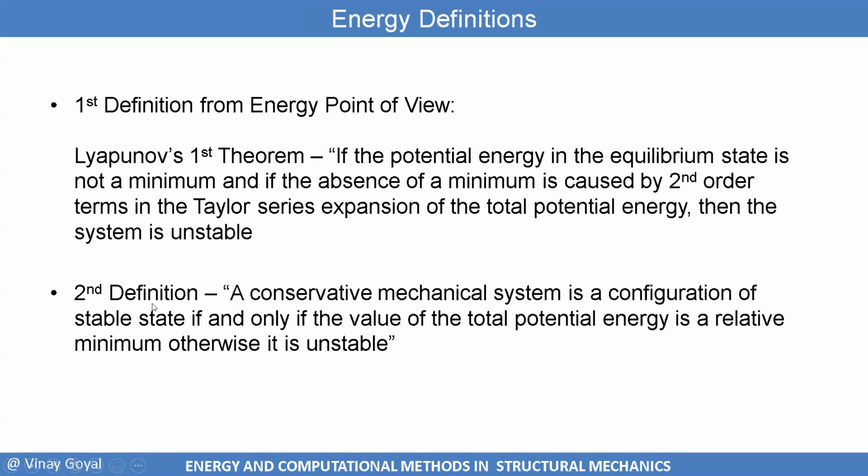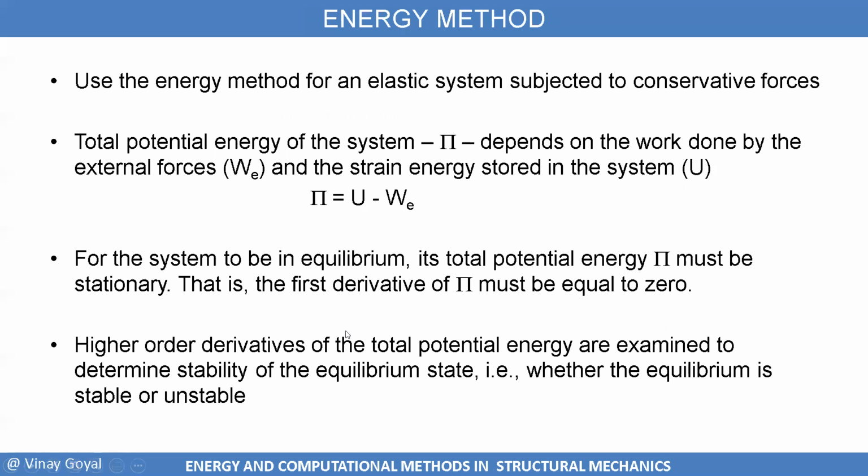The second definition is that a conservative mechanical system is in a stable configuration if and only if the value of the total potential energy is a relative minimum, otherwise it is unstable. Again, a conservative mechanical system is going to be in a stable state if and only if the value of the total potential energy is a relative minimum, otherwise it is unstable. Very important definition that is worthwhile really understanding and spending time with. So those are the two definitions to look at from the energy point of view.